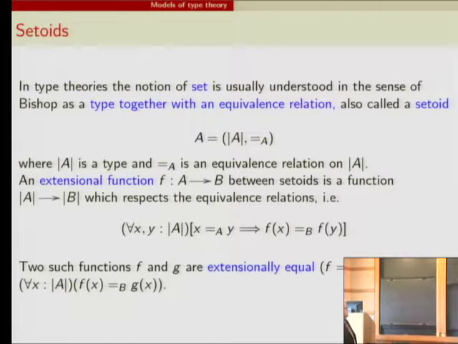And then we have functions, which are extensional functions. They respect the equality, and this is also given by a proof object, and all of this is formulated with pi types if you're careful. And we consider them equal if they are pointwise equal in the usual way.